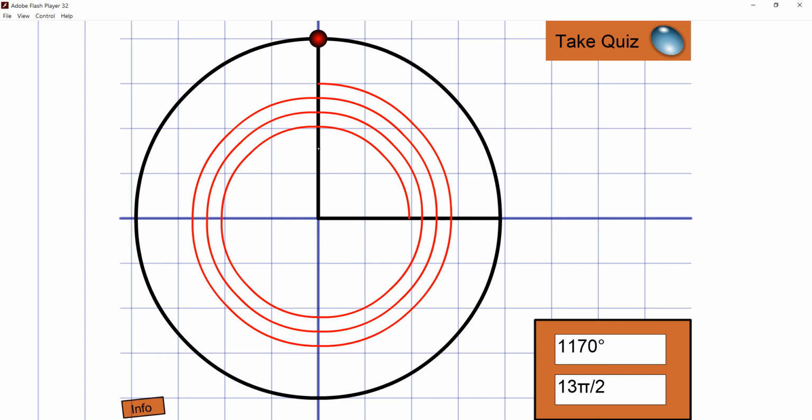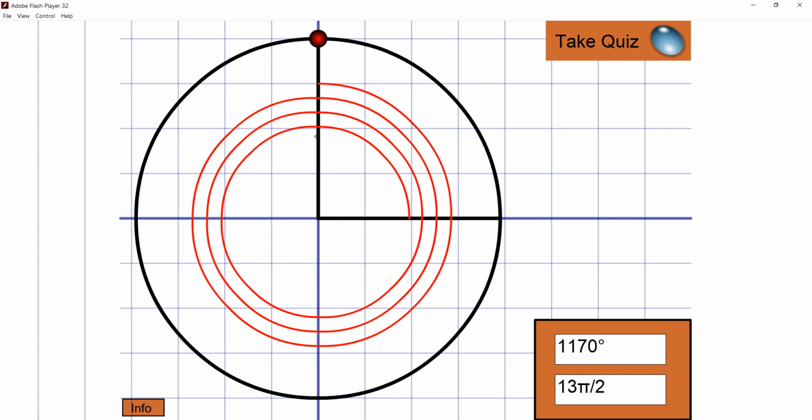Because all we've done is gone around a bunch of extra times. Well, we want to take those extra times we've gone around out of the problem, and just say, okay, where would we be if we didn't go around all those extra times? What would be the simplest angle that you could describe to me that would have this initial side and this terminal side? Okay, so we'll look at how to do that.